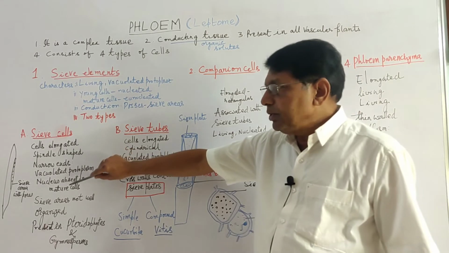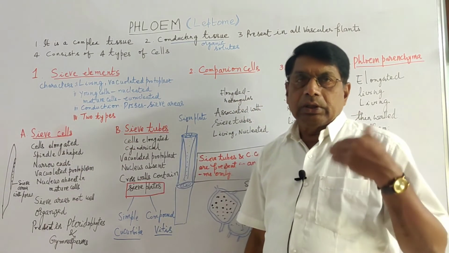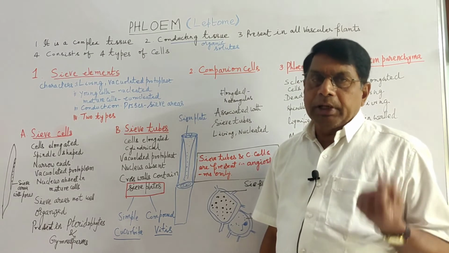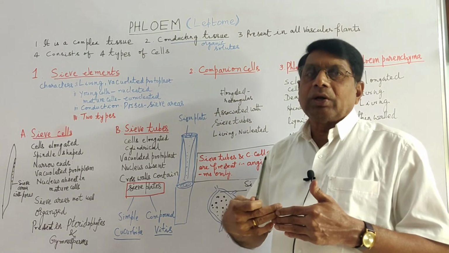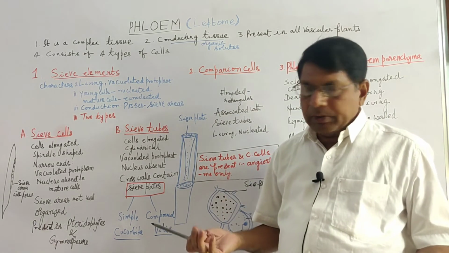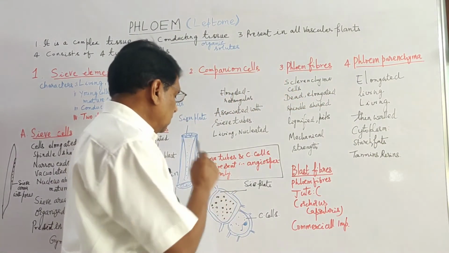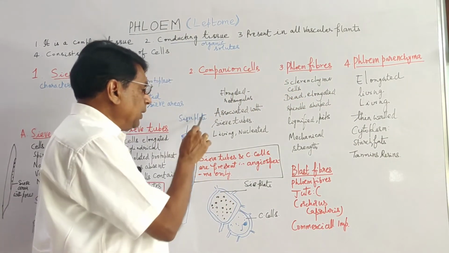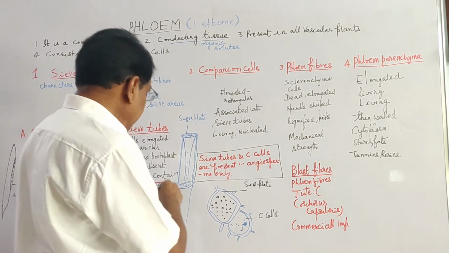Now, sieve tubes: cells elongated, cylindrical, vacuolated protoplast, nucleus absent, cross walls contain sieve plates, simple or compound. So, the difference: here in sieve cells they are elongated, spindle-shaped, with closed ends, sieve areas not well organized, pores numerous, but here they are cylindrical. Cross walls contain the sieve plates. The difference is that sieve plates are well organized.